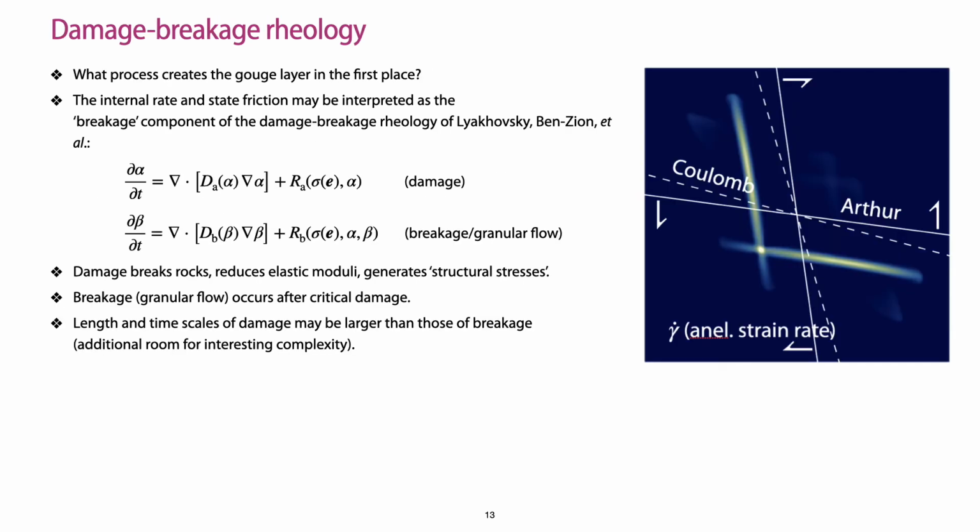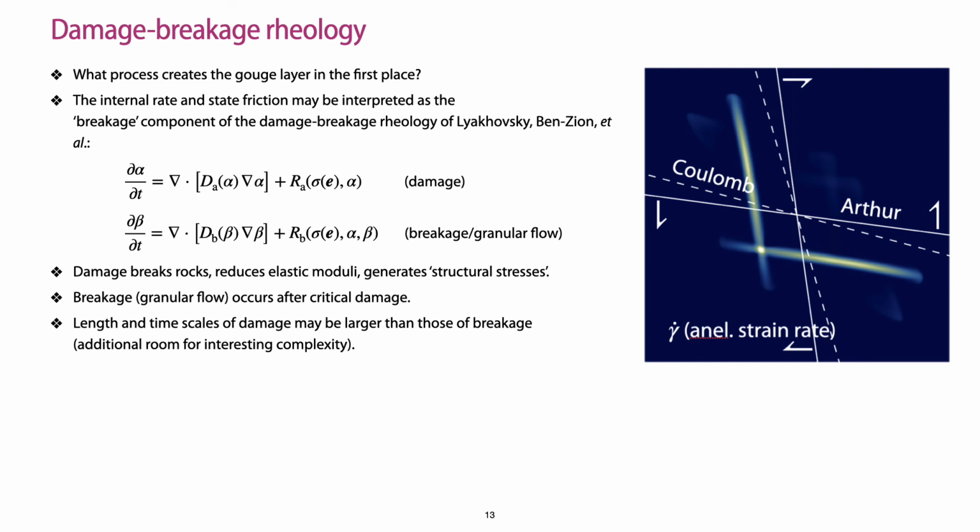On the topic of current research directions, we have asked ourselves the question, what process creates the gouge layer in the first place, and can we model it? A possible answer is to interpret the proposed internal rate and state friction law as the breakage component of the damage-breakage model of Lyakhovsky and Ben-Zion, iterations of which have been published over the years in various journals.